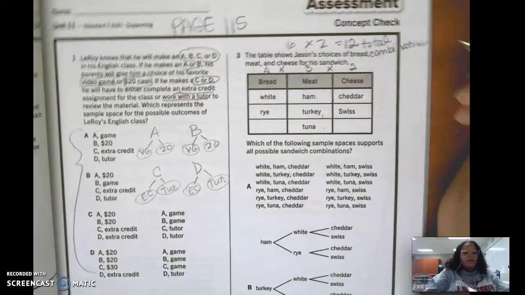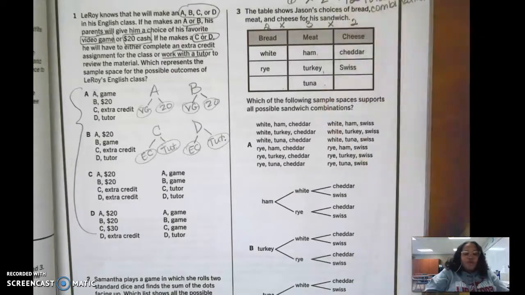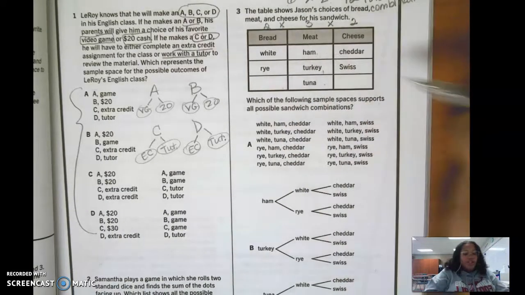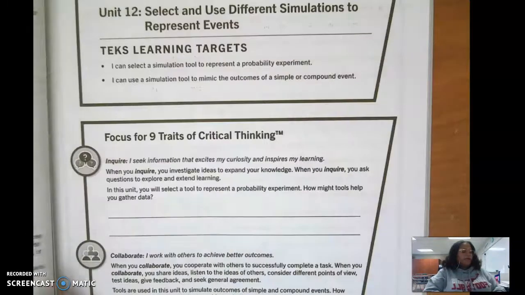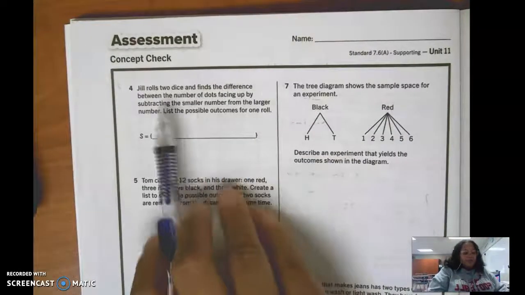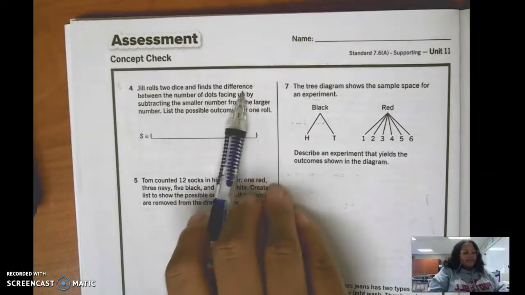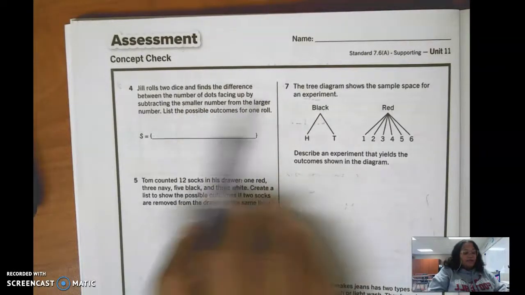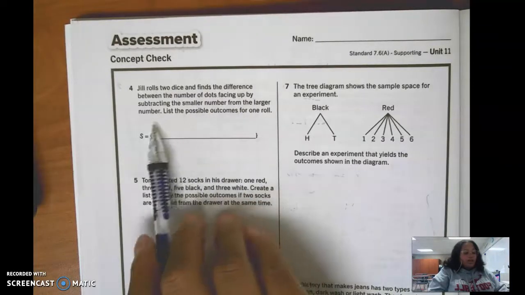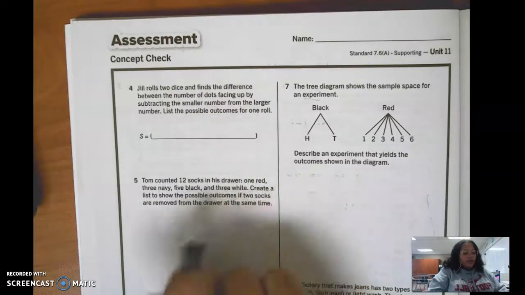Which answer shows 12 combinations, and it's 1 bread, 1 meat, and 1 cheese each? Last page here. We are subtracting. Jill rolls 2 dice and finds a difference between the number of dots facing up by subtracting the smaller number from the larger number. List the possible outcomes for 1 roll.